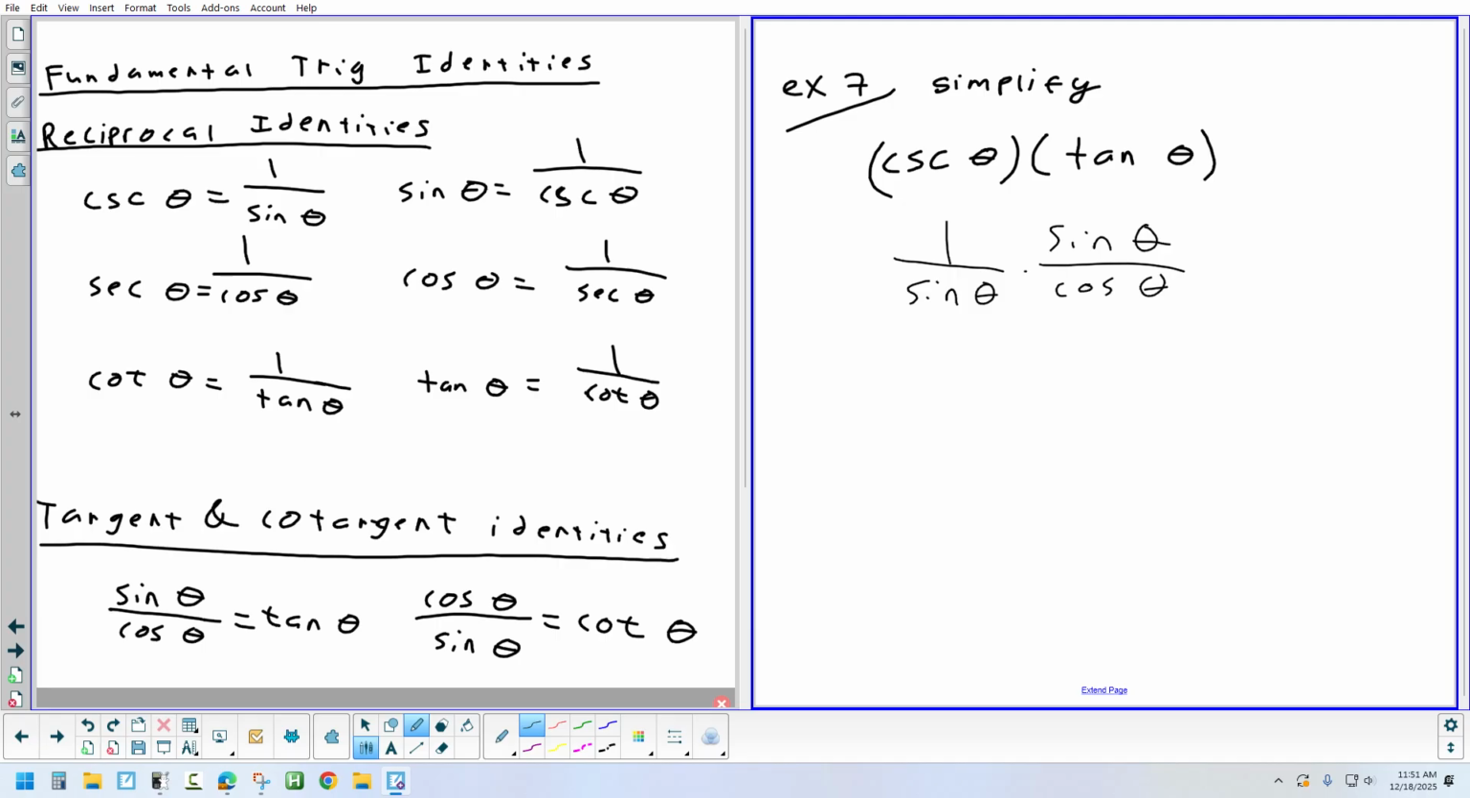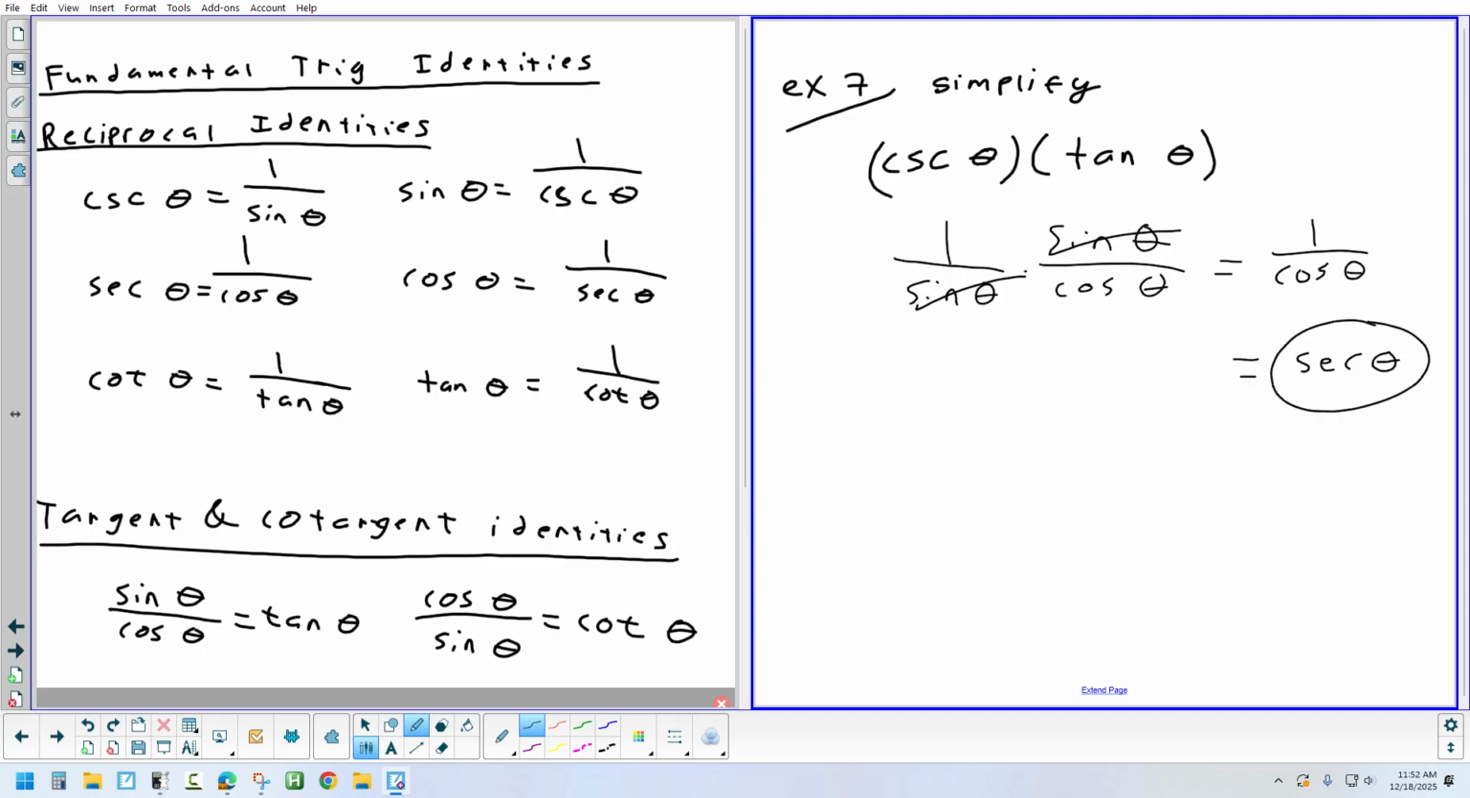Yeah, the sines cancel out. And what are you left with? We're going to be left with a fraction, but what's going to be in the top? 1 is in the top, and what's in the bottom? Cosine. Now, 1 over cosine can be simplified even a little bit further. What is 1 over cosine? Yep, secant.